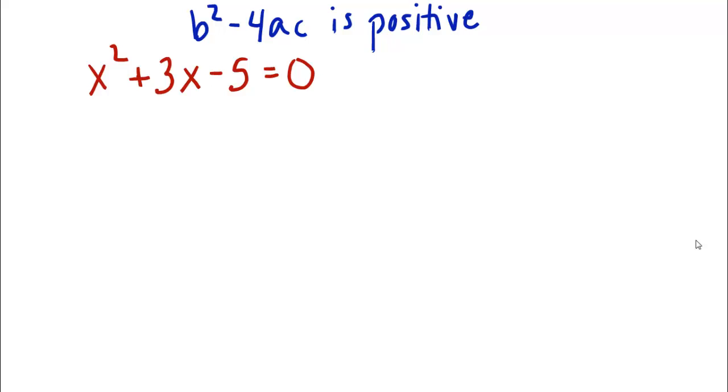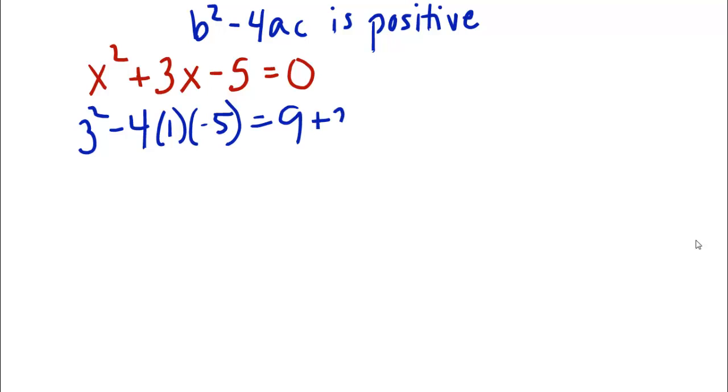Let's look at one example where our discriminant is positive. b squared minus 4ac is 9 plus 20 in this case, which is 29. Well, if we think about the quadratic formula, that means that we had a root 29 somewhere in our solution. That would mean that we are going to get two real solutions.